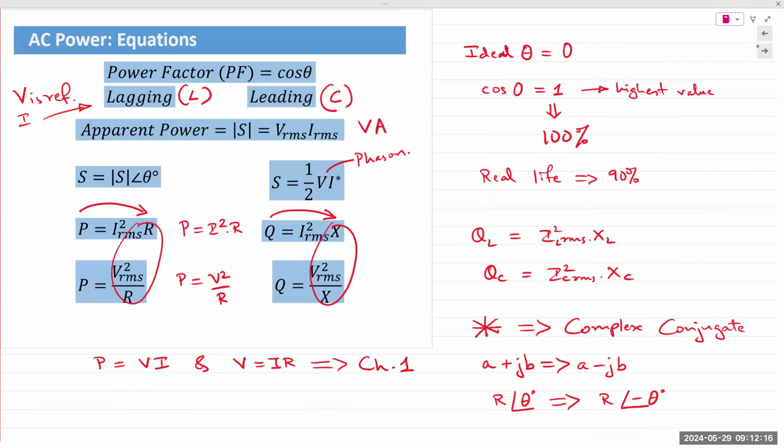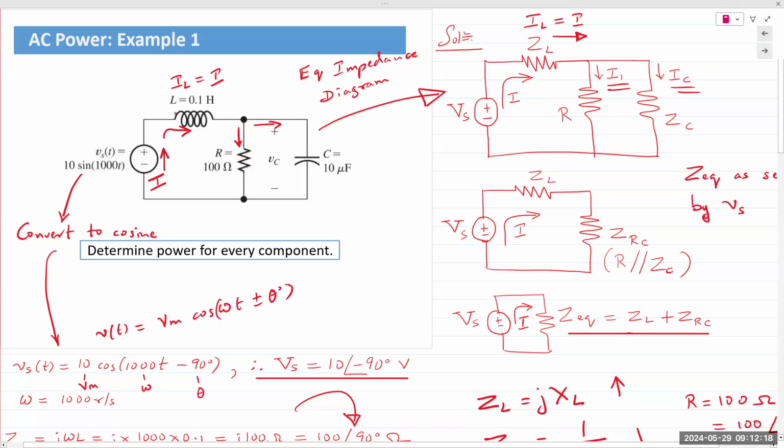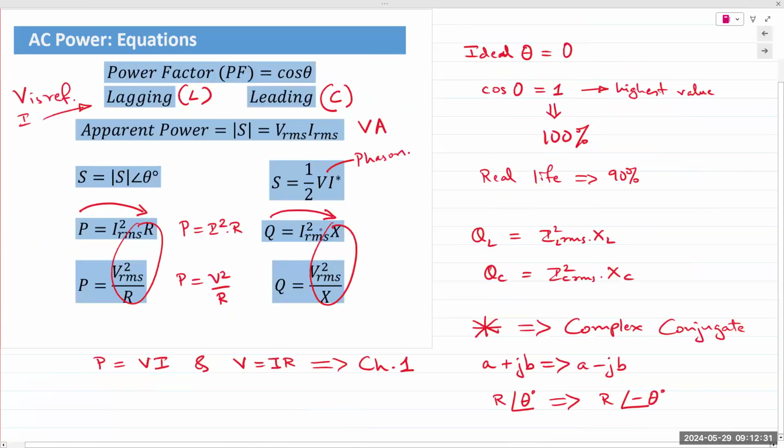We still need to find either the voltage or the current. For the inductor, however, the total current I is also the current flowing through the inductor. And so with the inductor L, we can calculate XL, the reactance for the inductor, and we can apply the equation I squared RMS times XL. Does that make sense? Right?